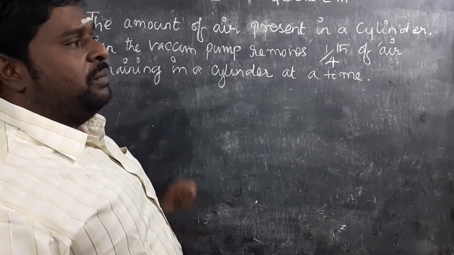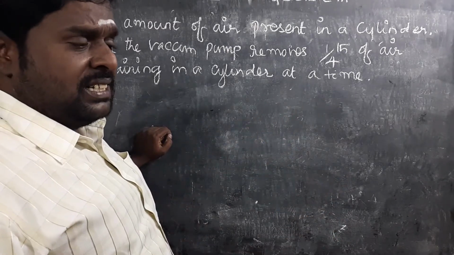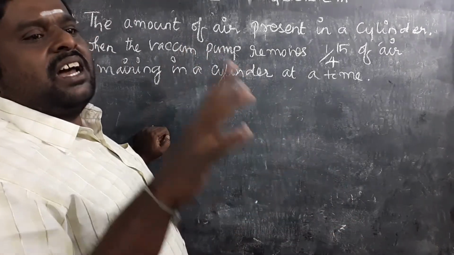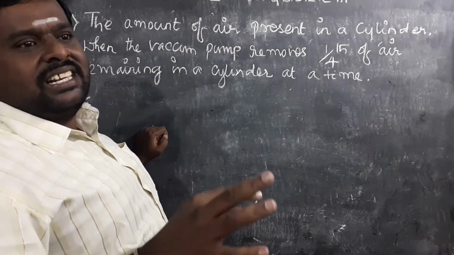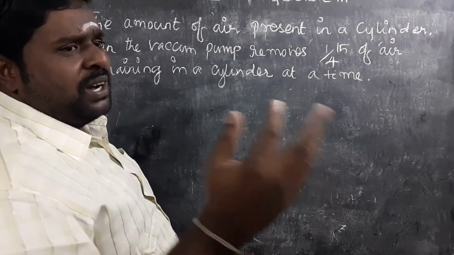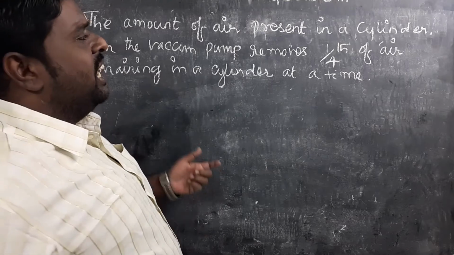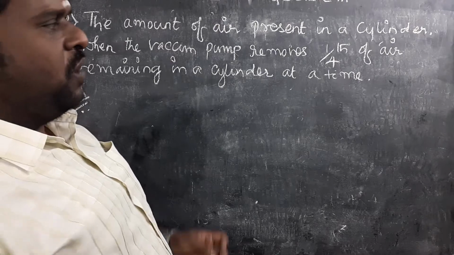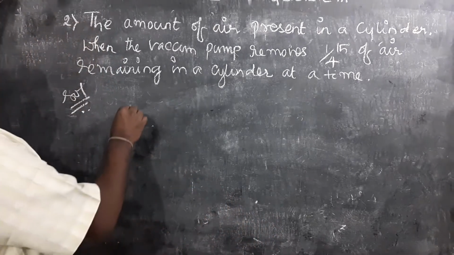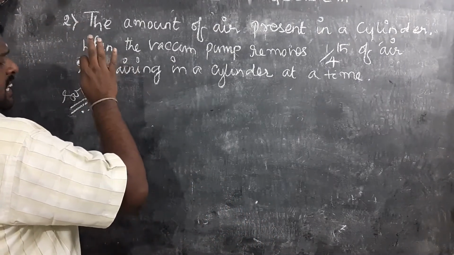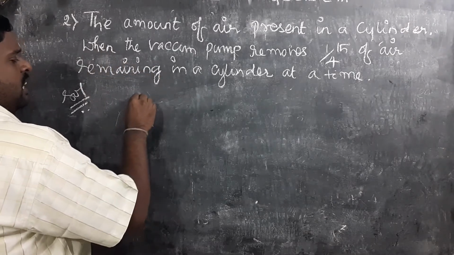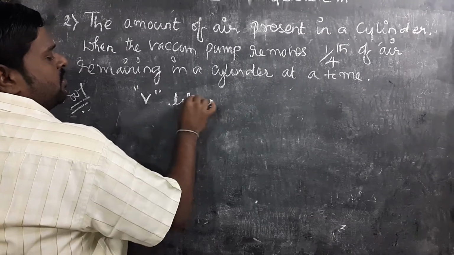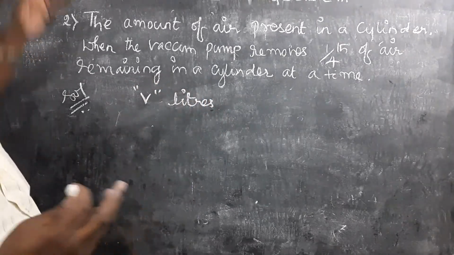You may once again question me, sir, I have an LPG cylinder at my home, but it is in kgs. Actually, it is also in liters, but for commercial purposes we use it in the form of kgs. When you take air, definitely air is measured in the form of volumes, and definitely in liters. For example, let the air present in the cylinder be V liters.